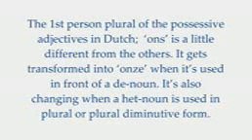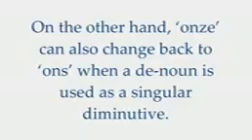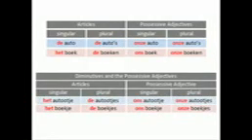It's also changing when a head noun is used in plural or plural diminutive form. On the other hand, onze can also change back to ons when a de noun is used as a singular diminutive. Let's take a look at this chart where you can see the nouns auto, which means car, and boek, which means book, in every possible form. The unchanged noun, diminutives and plurals.